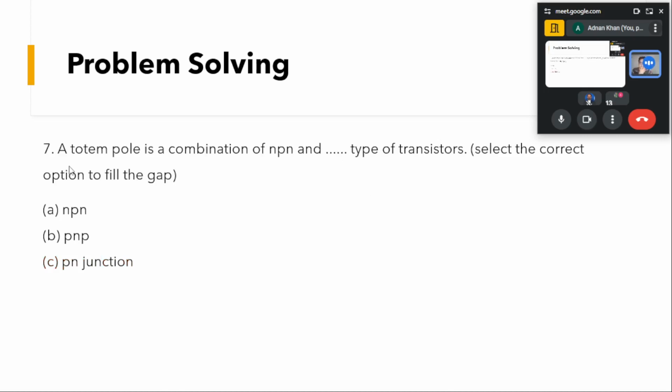Question number 7. A totem pole is a combination of an NPN and dash type of transistors: NPN, PNP, or NC is PN junction. Anybody? We had seen the totem pole in detail.